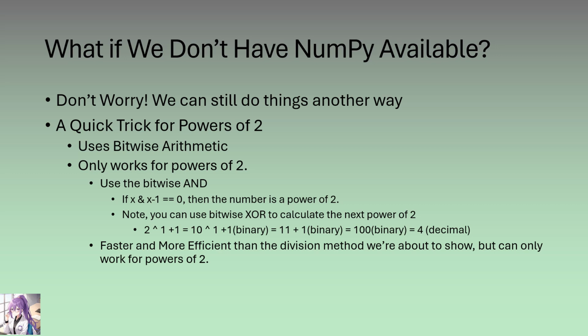Note that you can also use XOR to calculate the next highest power of 2, where you take the original number and XOR it with that number minus 1, then you add 1. That should give you the next power of 2. This is faster and more efficient than the division method we're about to show, but as noted, it only works on powers of 2. Now let's talk about that division method.